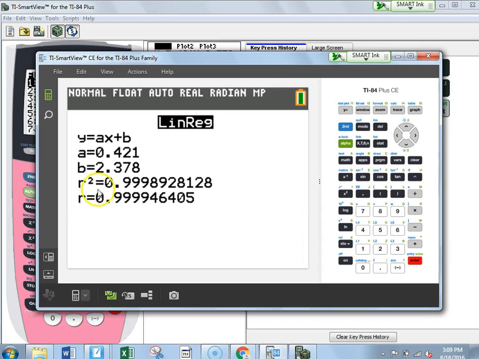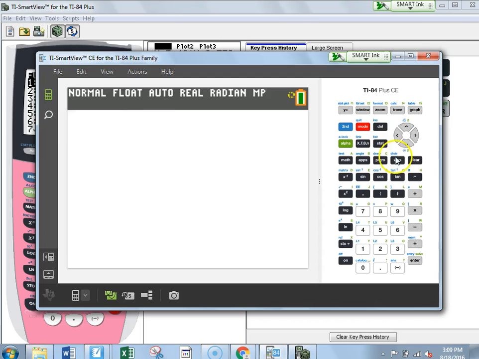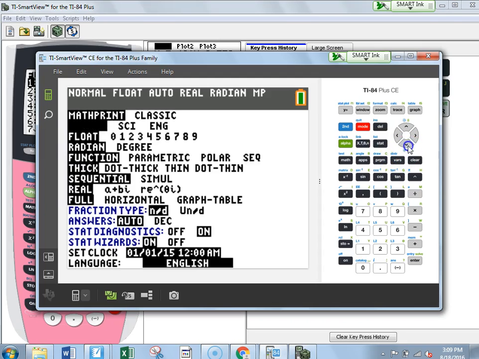All right, guys. If you didn't get the diagnostics, the R and the R squared, the easiest way to fix that, if you have a newer calculator, is just go to Mode and scroll down, and right down here it says turn the diagnostics on, Stat Diagnostics. Make sure it says On right there. Sorry, I scrolled too far.